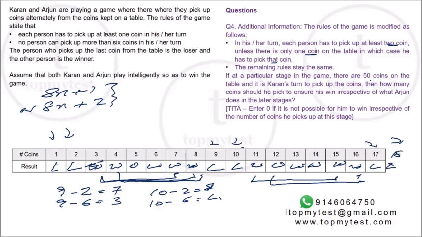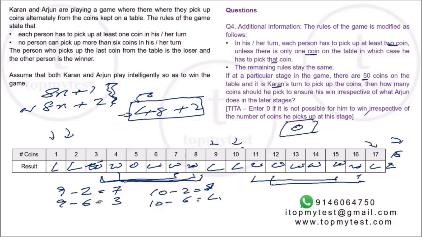Okay, what does the question say? At a particular stage, there are 50 coins on the table and it's Karan's turn to pick the coins. How many coins should he pick to ensure his win irrespective of what Arjun does? Now 50 is a multiple of 8 plus 2. It's 48 plus 2. It's a scenario like this. And we discussed, if you are faced with a scenario like this, there is nothing you can do to ensure your win. 0 will be a right answer.